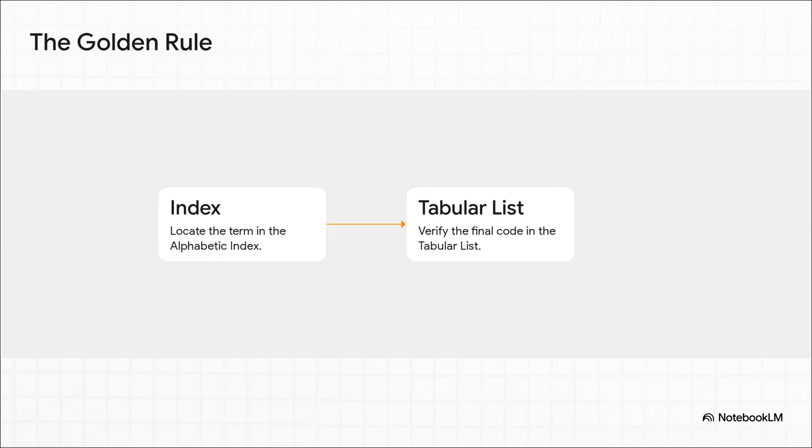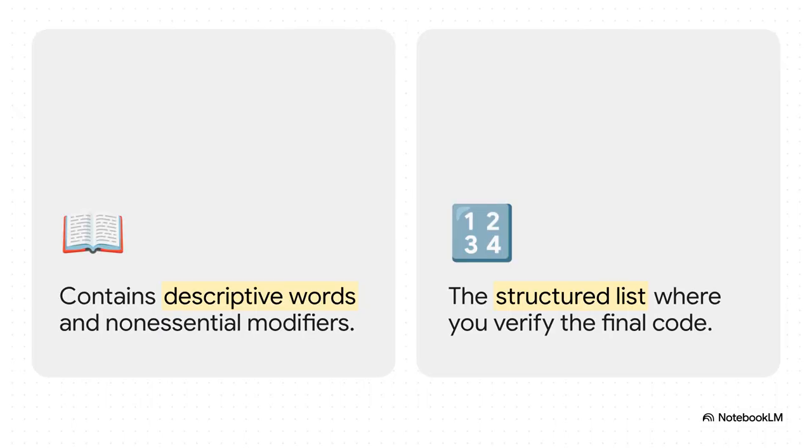Seriously, relying solely on the index is a one-way ticket to making errors, simply because it doesn't contain all the necessary instructions and specifications you need. When you compare the two, the difference is crystal clear. The alphabetic index is our starting line. It gives us descriptive words and non-essential modifiers that point us in the right direction. But the tabular list, that is the structured numerical chapter list where we verify the final grammar, check for extra character requirements, and read those specific coding instructions. Basically, the index gives you a really good hint, but the tabular gives you the absolute rule.